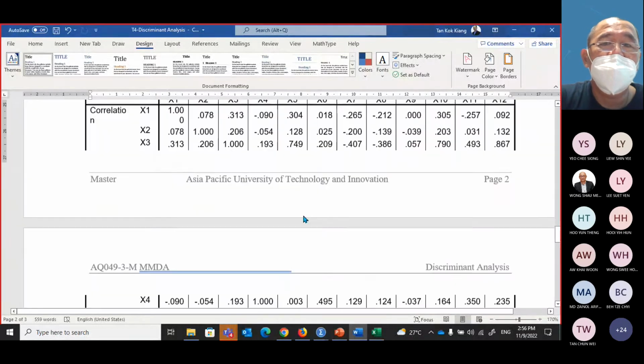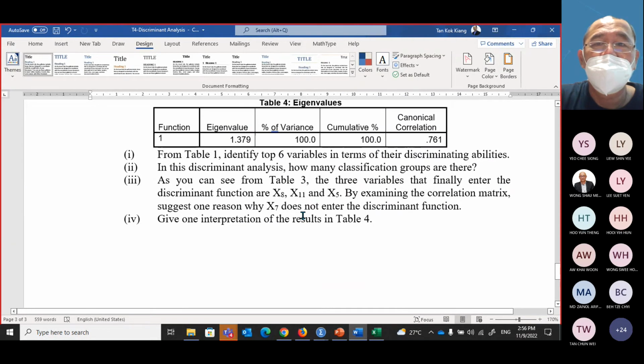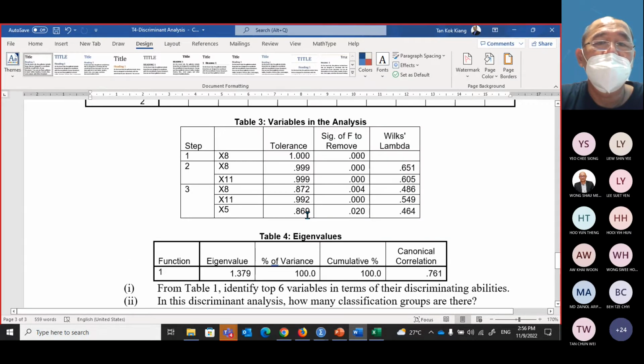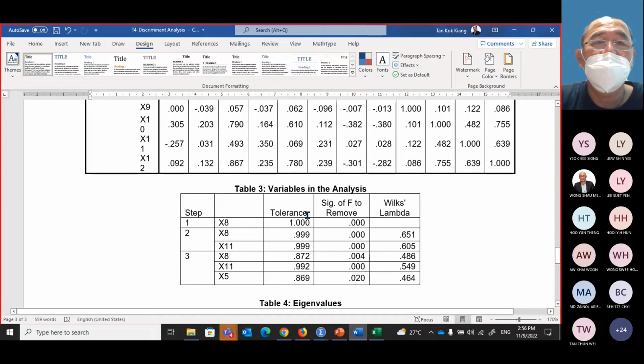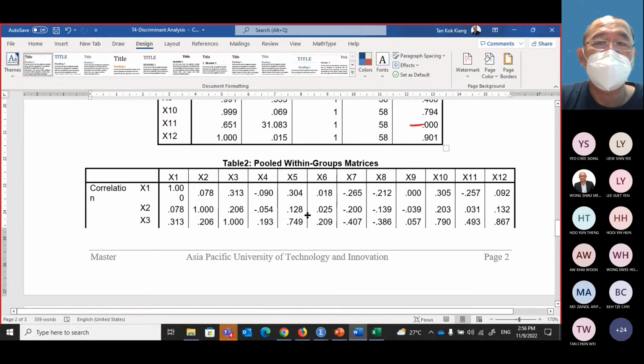So we see next. In this discriminant analysis, how many classification groups are there? Okay, any hints from here? Okay, let's see.